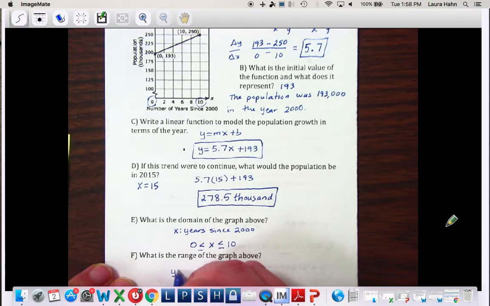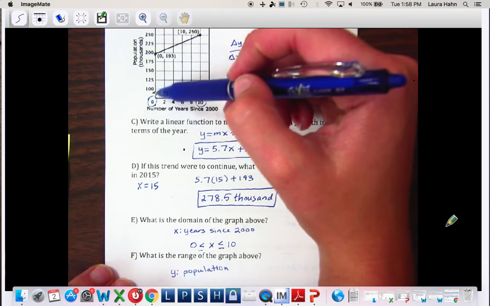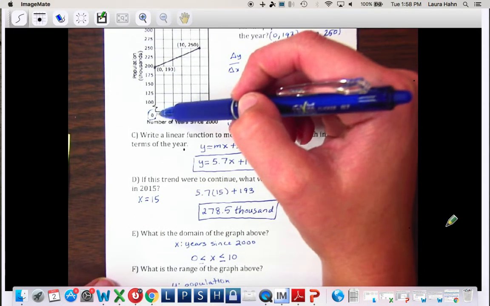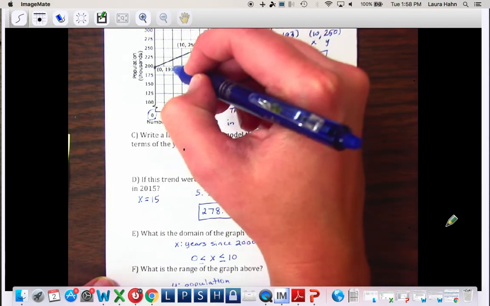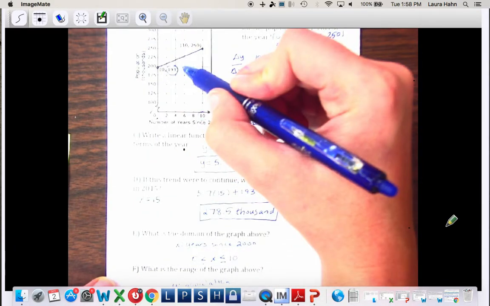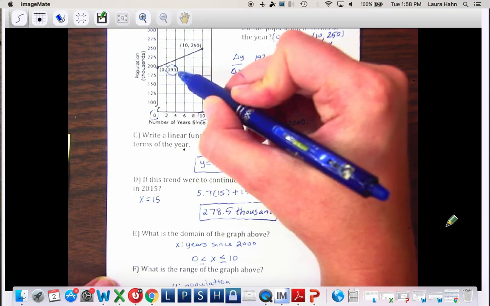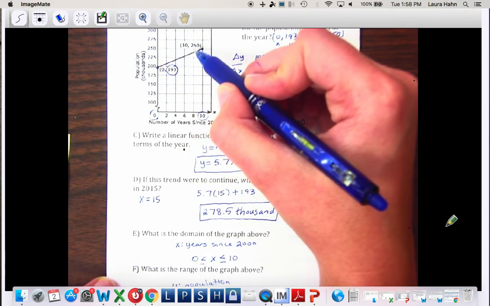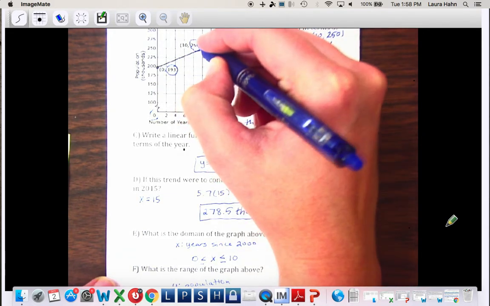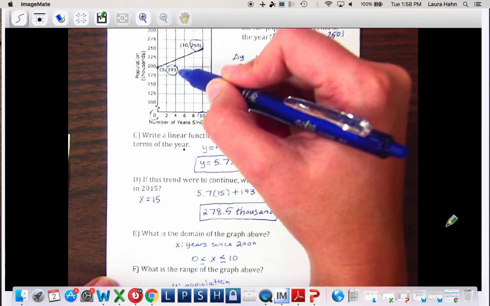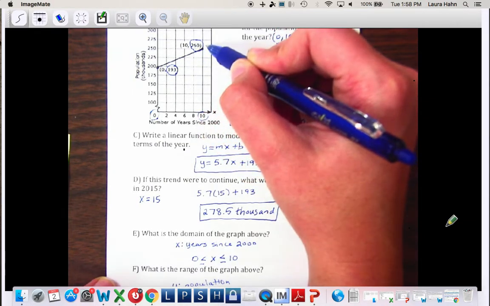Range is y, which in this case stands for population. Range are these numbers only, right? So range is from the bottom to the top. So the lowest it goes is right here, and my y value is at 193. You see that? This is your x, this is your y. So my y starts at 193 and it goes all the way up here to this point. This is the x, so this is your y, range. Two clear stopping points. So it starts at 193 and it goes all the way up into 250.